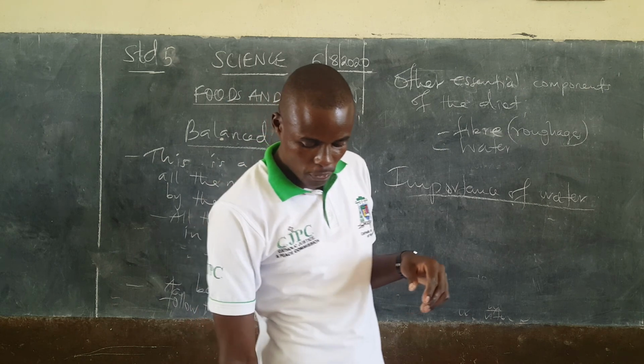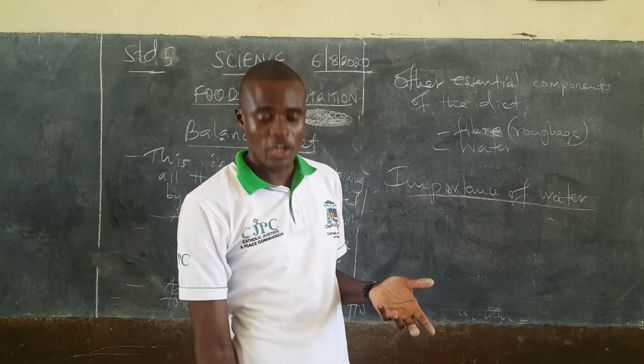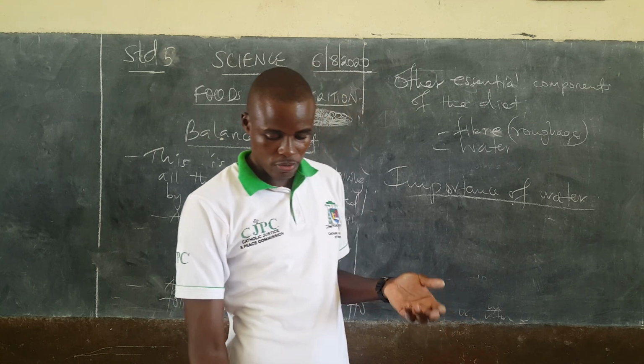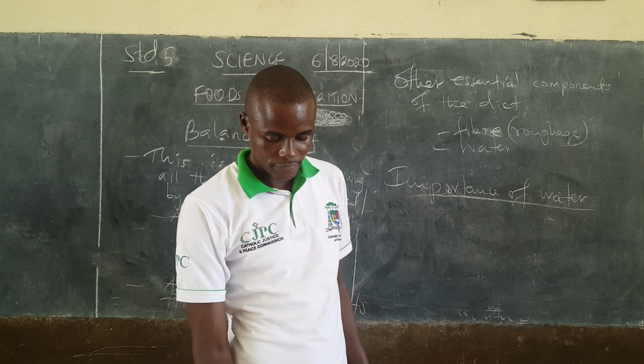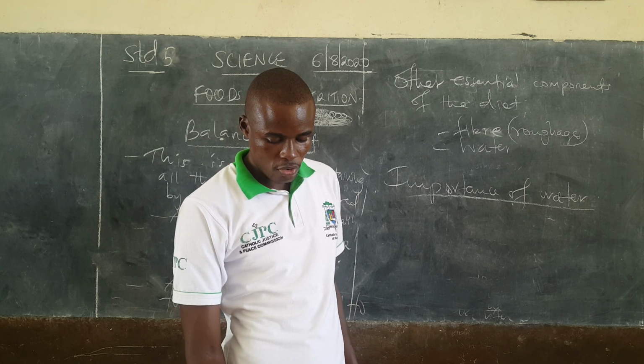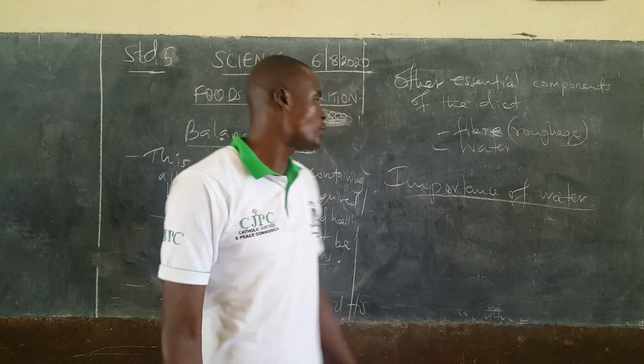Then the body loses water through sweat. How do we lose excess water in our body? Through sweat. We also lose it through urine, through feces, and through tears. So what is required in our body now in making blood plasma? That is now the use of water.